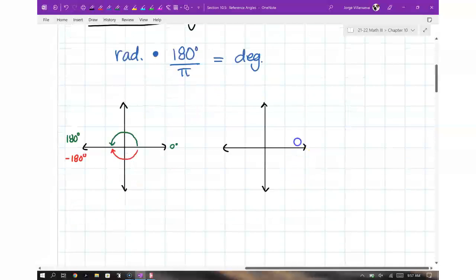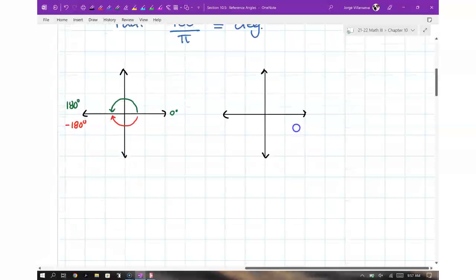It's still 180, but it's in the negative direction. If we spin in a clockwise direction, the way a normal clock would spin, it's considered a negative angle. If you go backwards, like trying to turn back the hands of time, then that's considered a positive angle. So if you see negative angles, positive angles, this is the same thing. That just means that they're spinning it the other way around.